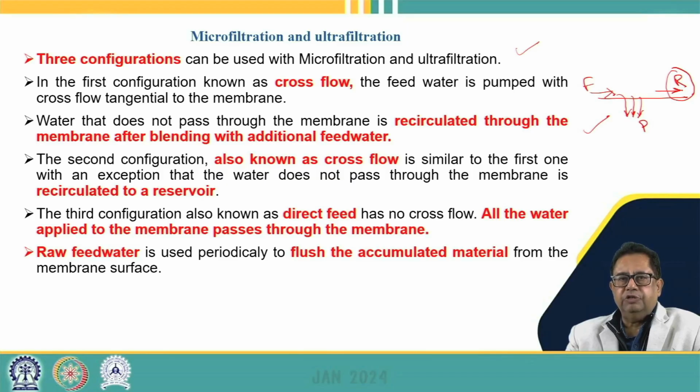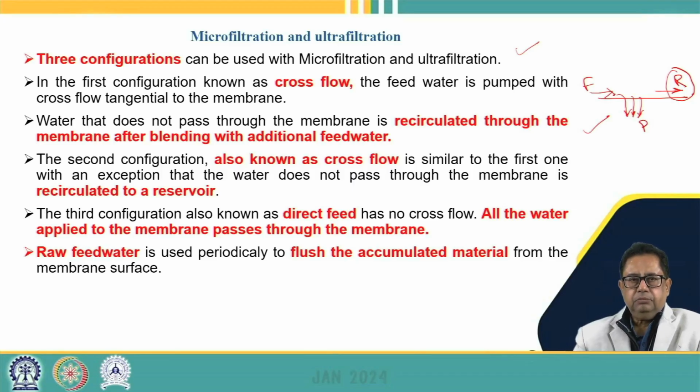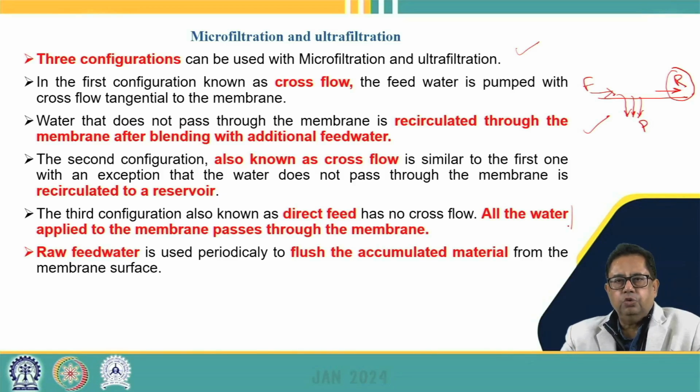Similarly, we can have a second type of configuration where the cross flow is happening in the system, but the concentrate is taken to a reservoir from where again it is pumped to the membrane. We can have a third type of configuration, also called direct feed, where there is no cross flow taking place. Whatever water we apply to the membrane passes through the membrane. This system is called the direct feed system. And the raw feed water may be used periodically to flush the accumulated material on the membrane surface, so it can be used for in-place cleaning of the membrane.